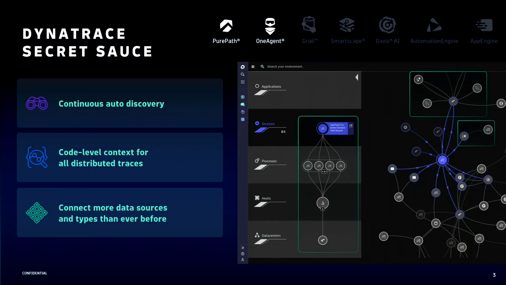So OneAgent and PurePath make it super simple for you to get end-to-end full-stack observability right out of the box. All you do is push OneAgent onto your host, and you're done. We also seamlessly ingest observability data from a broad range of open source frameworks like OpenTelemetry, Prometheus, and so on. Your complete application stack and environment gets auto-discovered. You can get context all the way down to code level for all your distributed traces. And with our more than 650 technology integrations, rest assured that you can connect Dynatrace to anything you want out there.